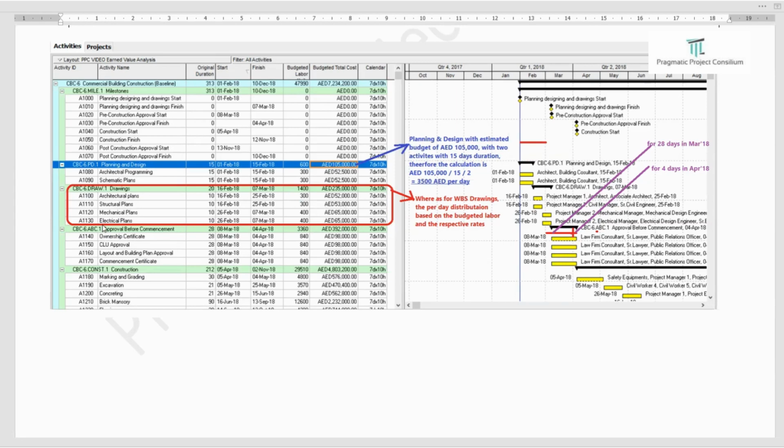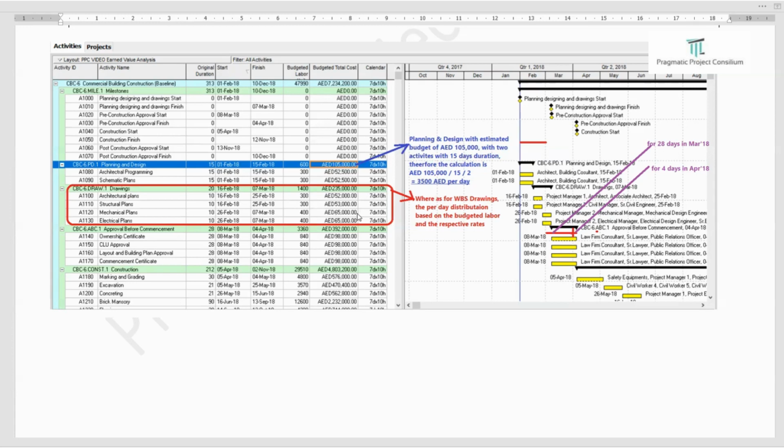And coming to the third one, the mechanical plans with the original duration of 10 days, whereas the labor unit is 400 units. Based on the calculation of the resource loading, the particular activity's estimated value is AED 65K, and similarly the electrical also, 65K with 400 budget units, same duration of 10 days.